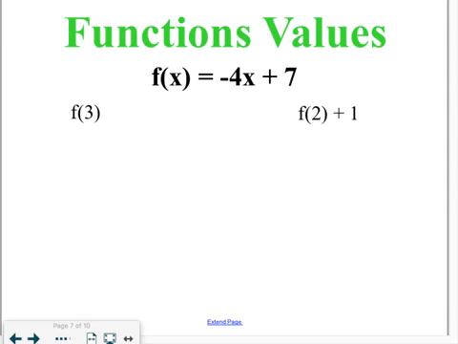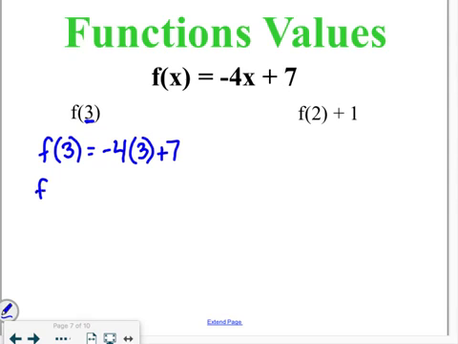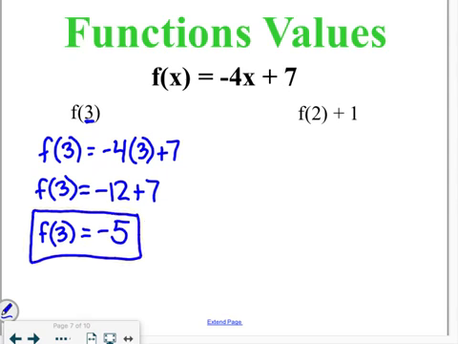The first thing they want us to solve is f of 3. So what this means is that 3 is getting plugged anywhere we see x in the equation. So I would say f of 3 is equal to -4 times 3 plus 7. f of 3 then is equal to negative 12 plus 7, giving us a final answer of negative 5. So f of 3 is equal to negative 5. That's saying when I plug 3 into function f, I get an answer of negative 5.